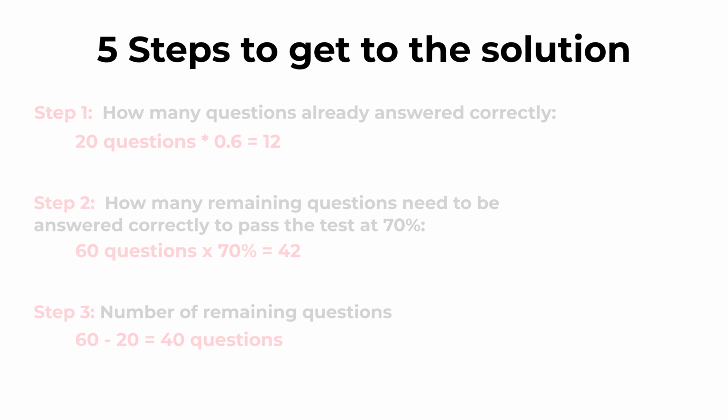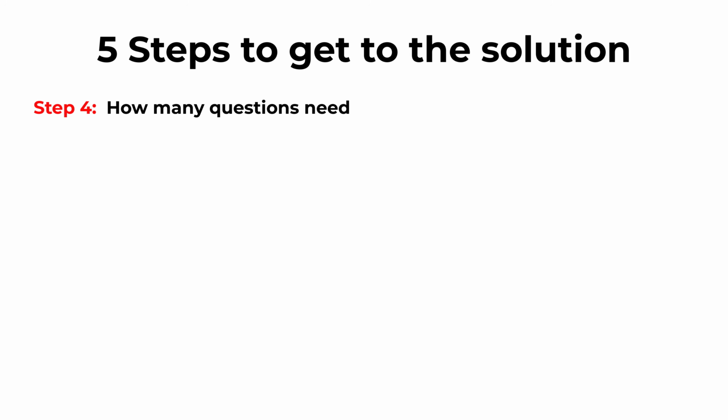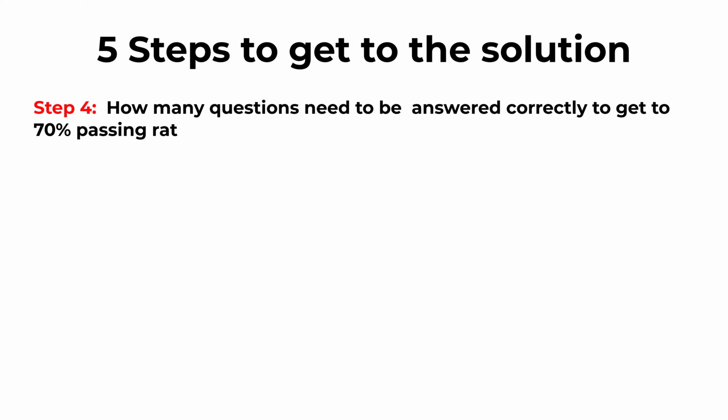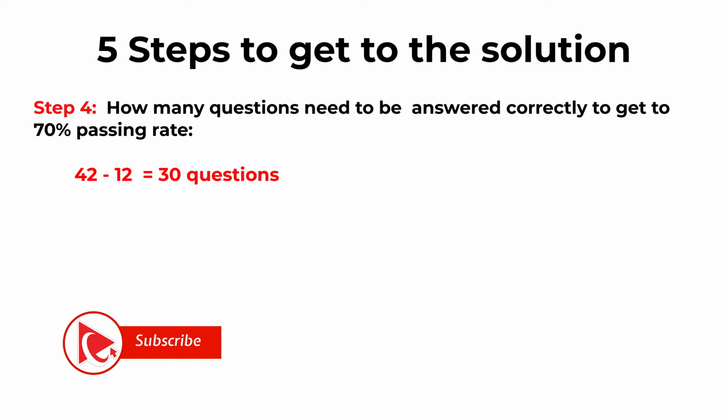Now, how many questions need to be answered correctly out of remaining questions to still get to 70% passing rate? To calculate this, we need to subtract 12, which is the number of questions we already answered correctly out of the first 20 questions answered, from 42, and 42 minus 12 equals 30, which means that out of remaining 40 questions, 30 questions need to be answered correctly to get to the 70% passing rate.